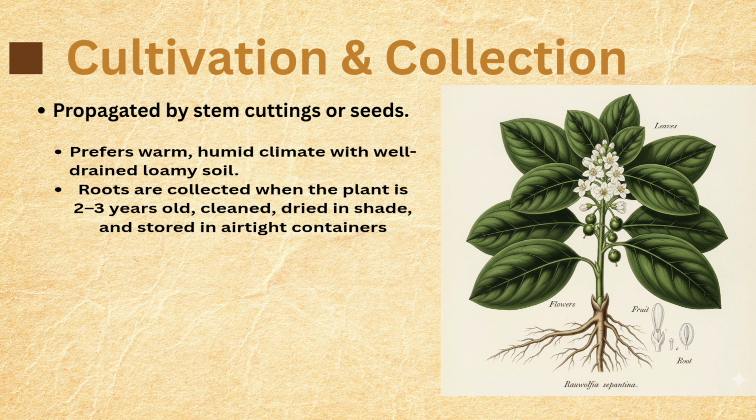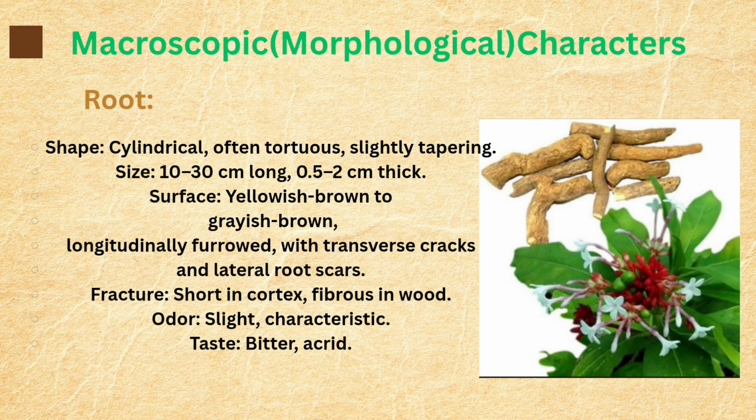Cultivation and collection: it is propagated by stem cutting or seeds. It prefers a warm, humid climate with well-drained loamy soil. Roots are collected when the plant is 2 to 3 years old, cleaned, dried in shade, and stored in airtight containers. Macroscopic or morphological characters.